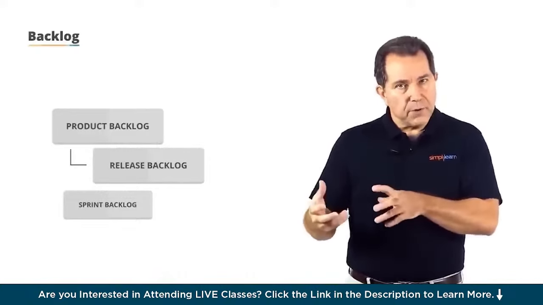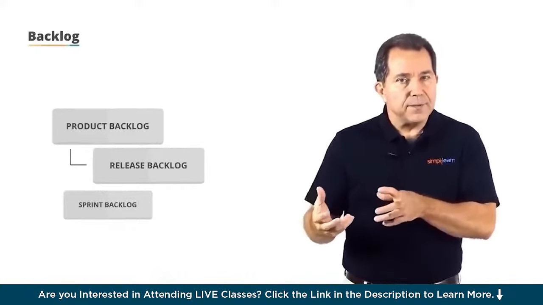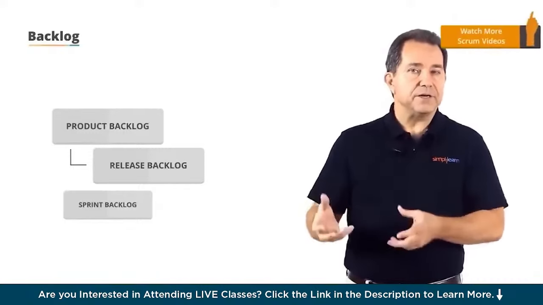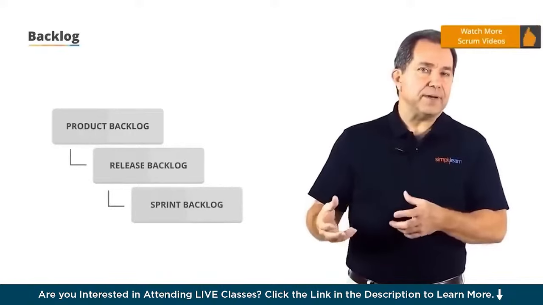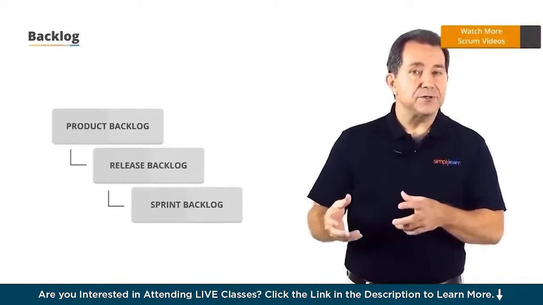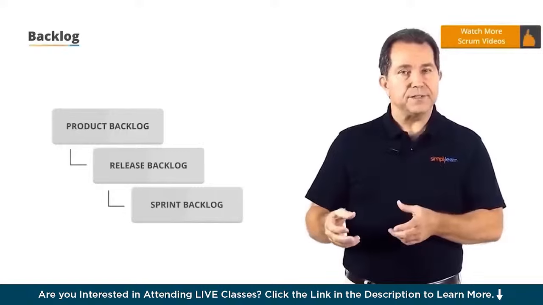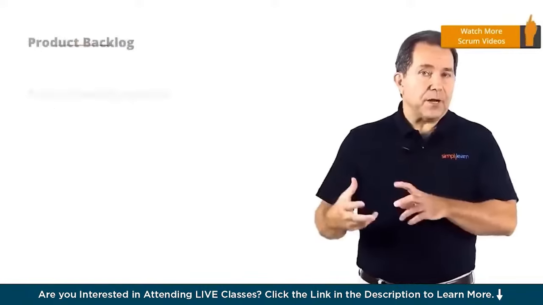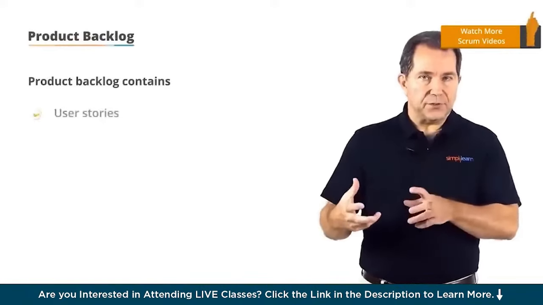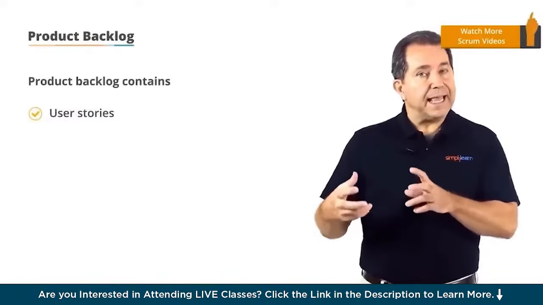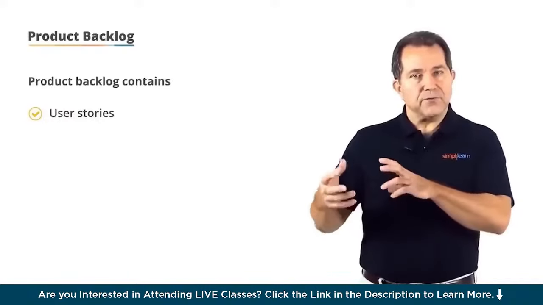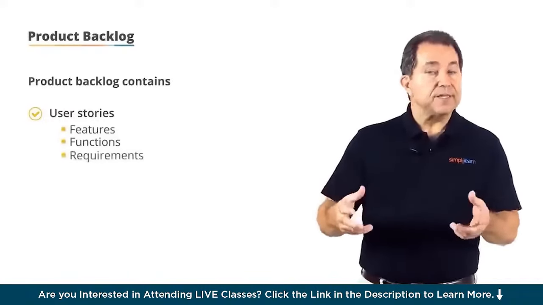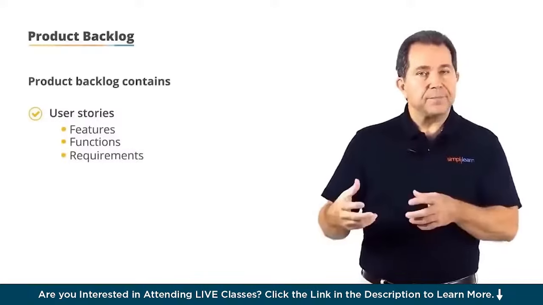Releases support the product roadmap, and each release is populated with user stories necessary for that release. The sprint backlog is a subset of the release backlog and contains the user stories to be developed in the sprint. As we said, the product backlog contains the user stories for the entire project, and it is the responsibility of the product owner. User stories are features, functions, or requirements that deliver value to the customer.